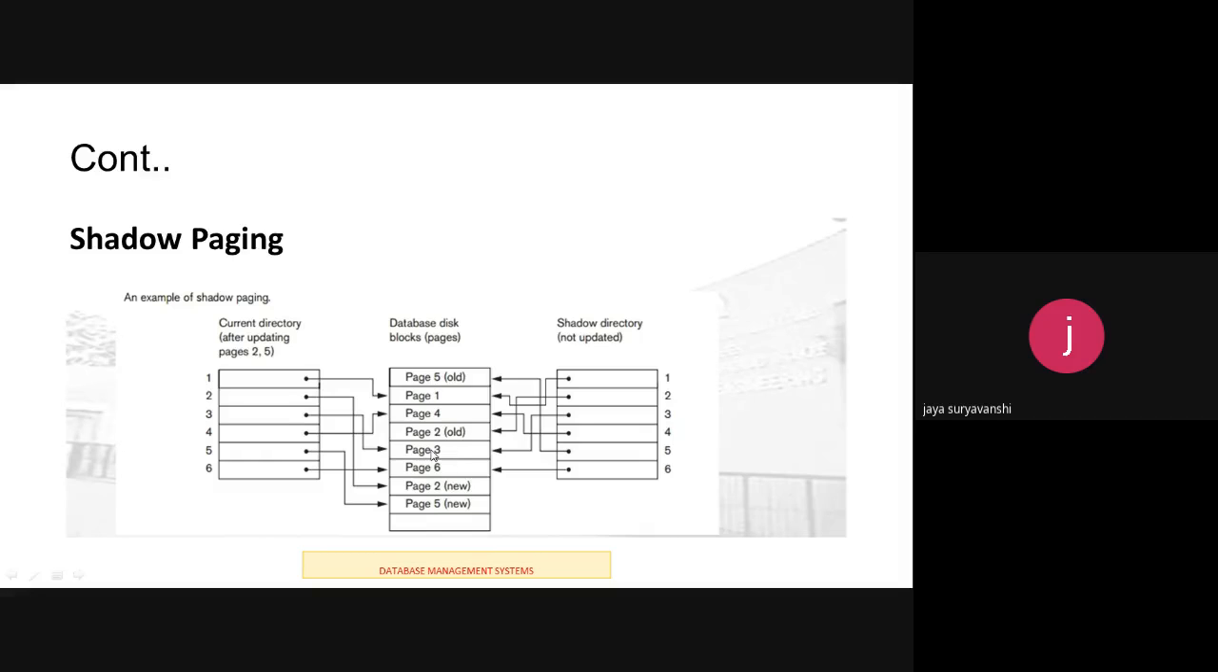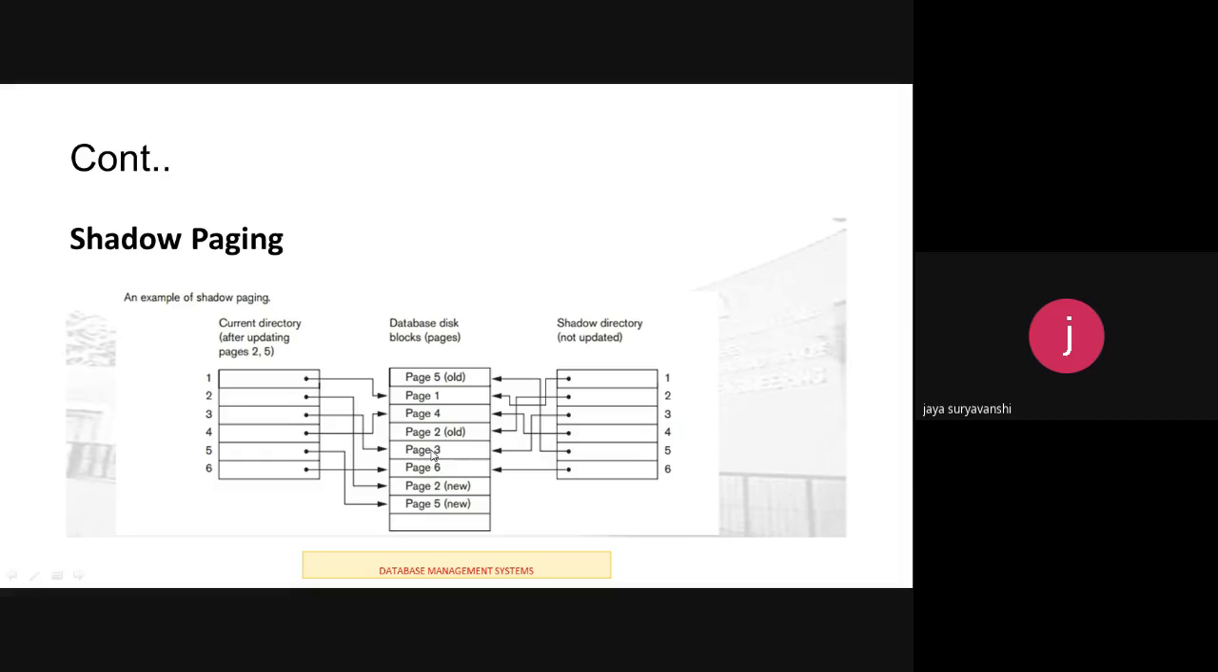When execution of a transaction starts, a copy of the current directory, whose entries point to the most recent database pages on the disk, is saved as a shadow directory. So the current directory is used by the transaction and the shadow directory is saved on the disk. While executing the transaction, no changes are made in the shadow directory. If a write operation is performed, then a new copy of the modified database page is created. Both the new and old copies are kept. That means for the pages which are updated during the transaction, both the old and new versions are kept. The shadow directory refers to the old versions while the current directory refers to the new versions.